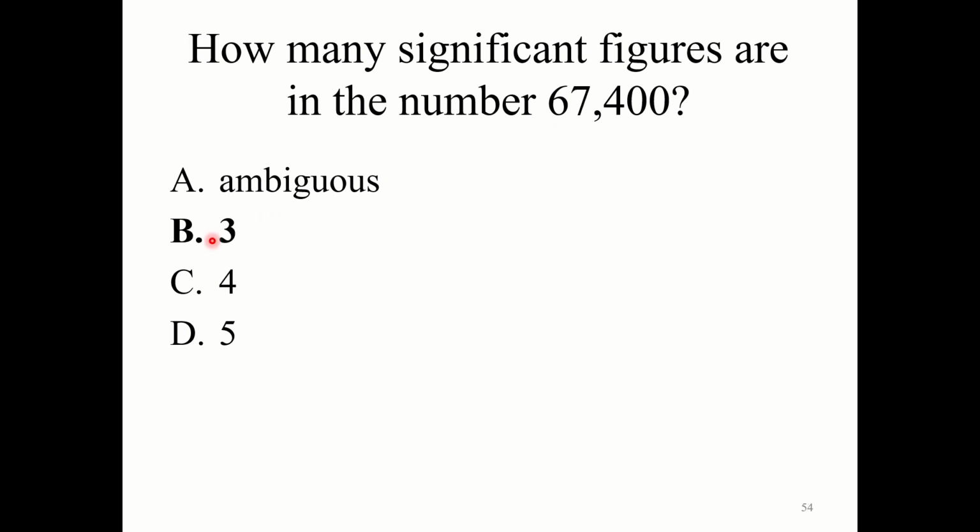Correct answer here is B, 3. The 6 and the 7 and the 4 are significant. The 2 zeros are not significant because there is no decimal place. So those trailing zeros are not significant.